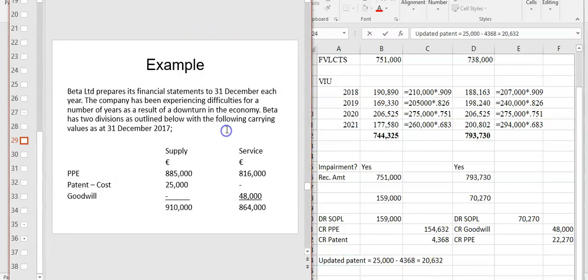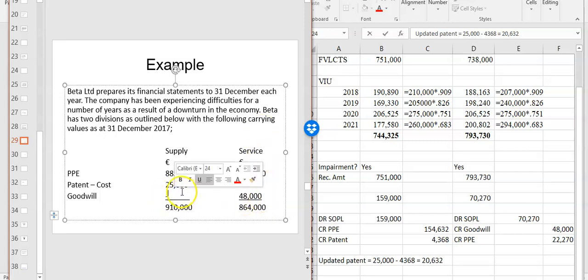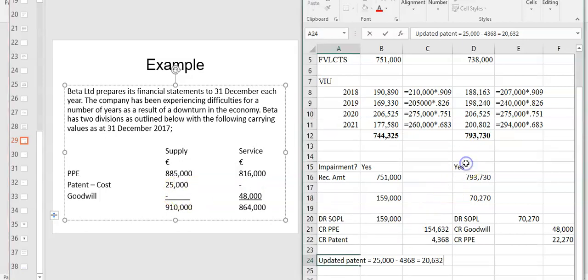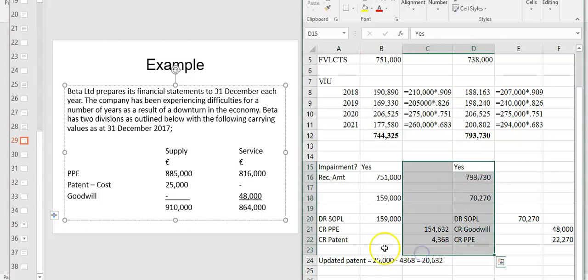So that's the key rules in IAS 36. Remove goodwill first, then pro rata. If there's no goodwill, you pro rata straight away. And you do it separately. Each cash generating unit is standalone. So some of them, not all of them will be impaired, some of them may not be.